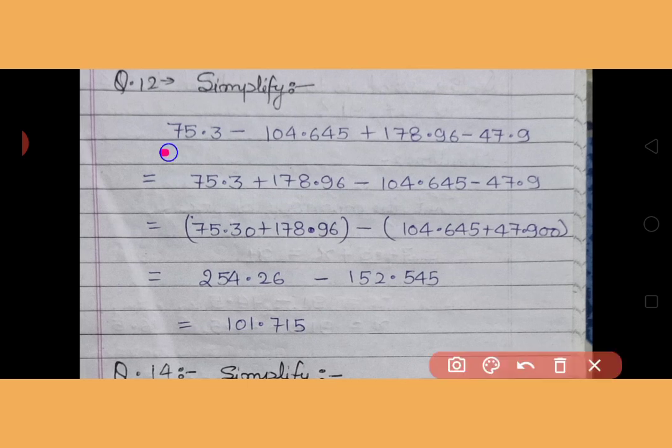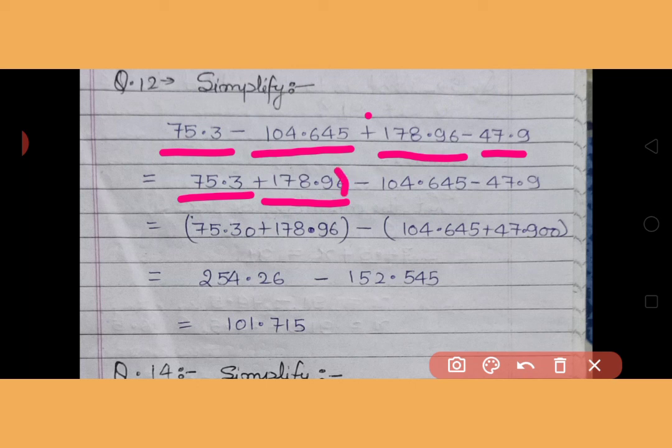As it has been given, 75.3 minus 104.645, 178.96, it is plus, and minus 47.9. So firstly we will put together the positive numbers and negative numbers. So we have kept here 75.3 plus 178.96. These are positive numbers, and minus 104.645 minus 47.9, these are negative numbers.